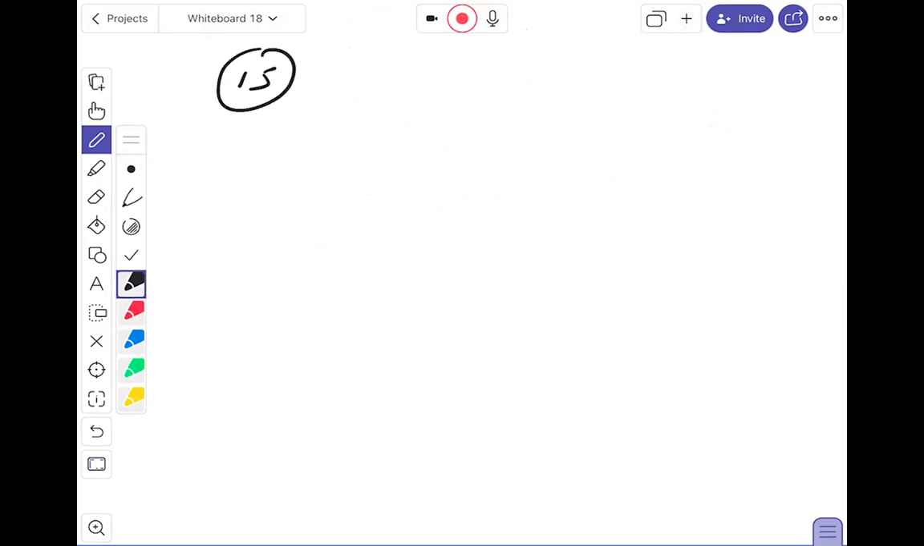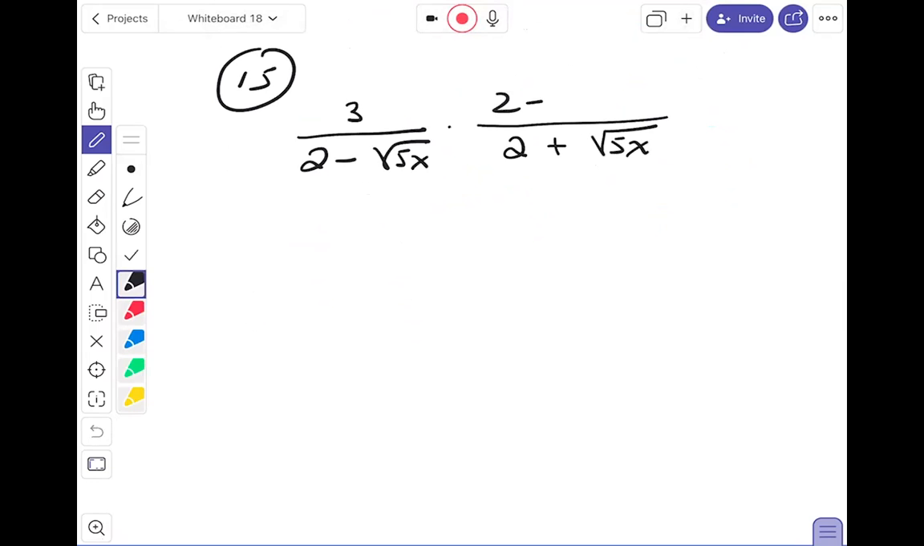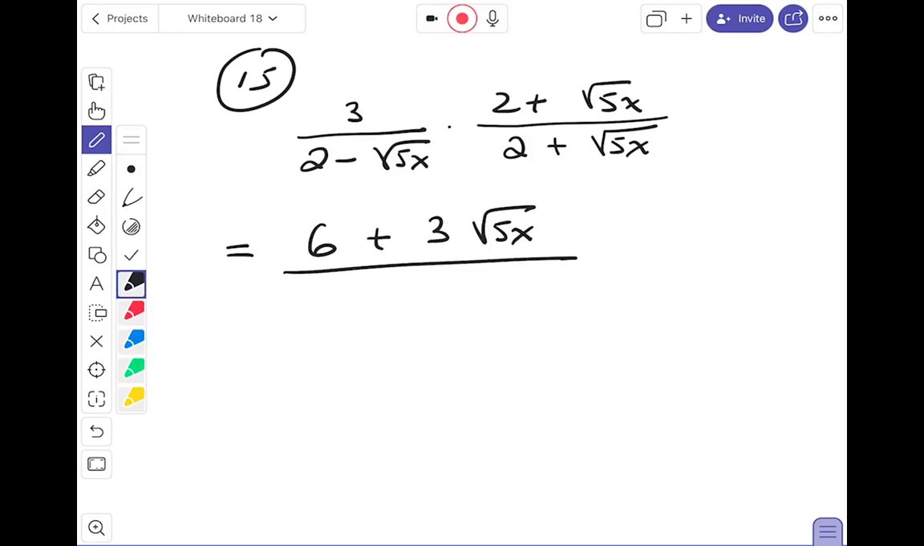And what's 15? It's 3 over 2 minus root 5x. Again, I'm going to multiply the top and the bottom by the bottom's conjugate. Top is fairly easy to do. You get 6 plus 3 root 5x. The bottom also is very simple. With practice, you probably do this very quickly. Let's go through the steps.